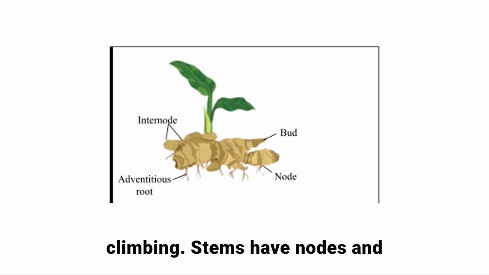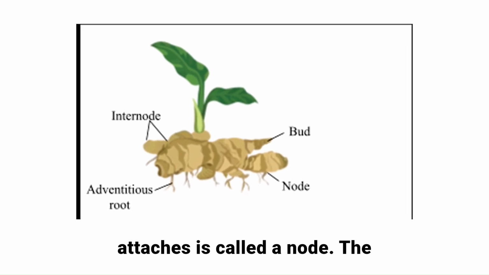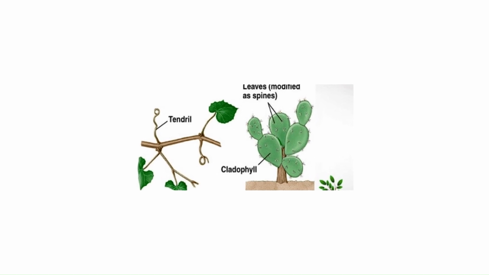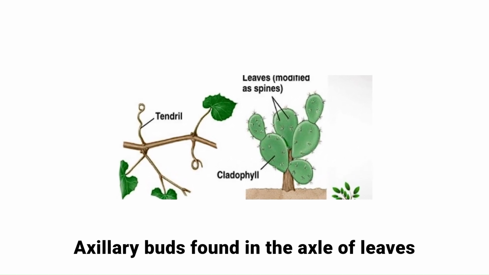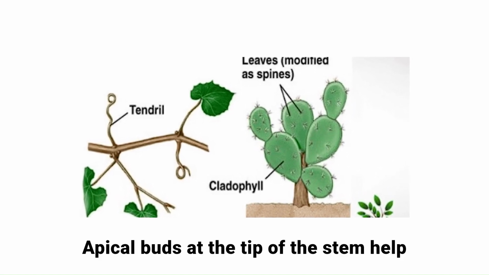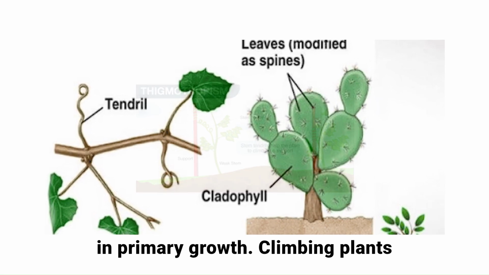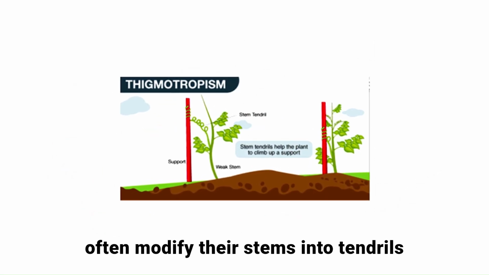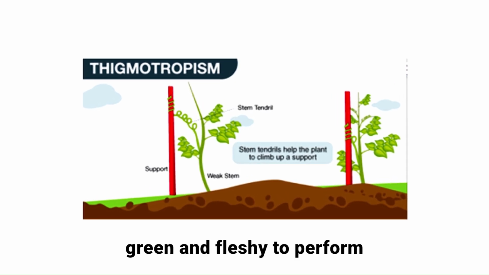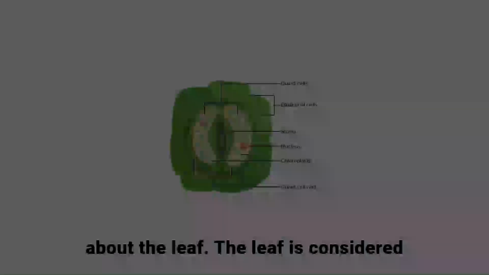Stems have nodes and internodes, and the part where the leaf attaches is called a node. The region between two nodes is the internode. Axillary buds found in the axil of leaves can give rise to branches or flowers. Apical buds at the tip of the stem help in primary growth. Climbing plants often modify their stems into tendrils for support, while in cacti, the stem is green and fleshy to perform photosynthesis. Now let's talk about the leaf.